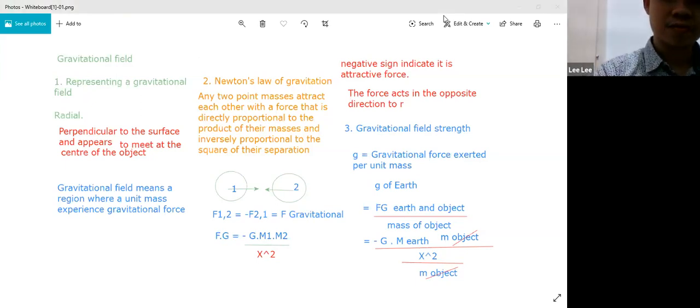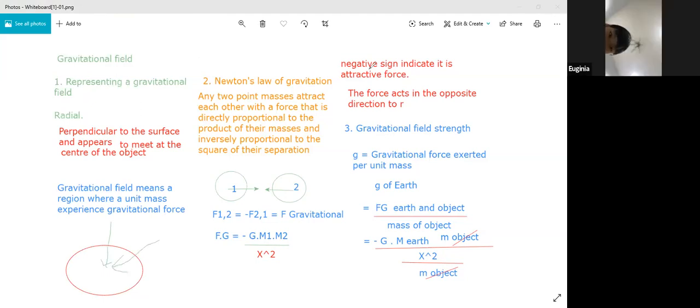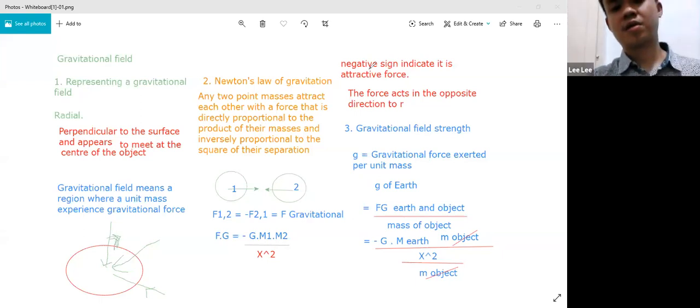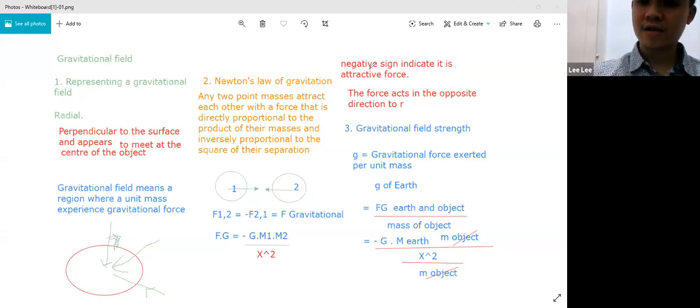I'll give you a sketch. Let's say this is Earth. If you're asked to draw the gravitational field lines, the drawing will be like this. It's always perpendicular to the surface of the Earth. And then if you extend the lines, all of the lines will meet at the center of the planet. That's the definition of radial.